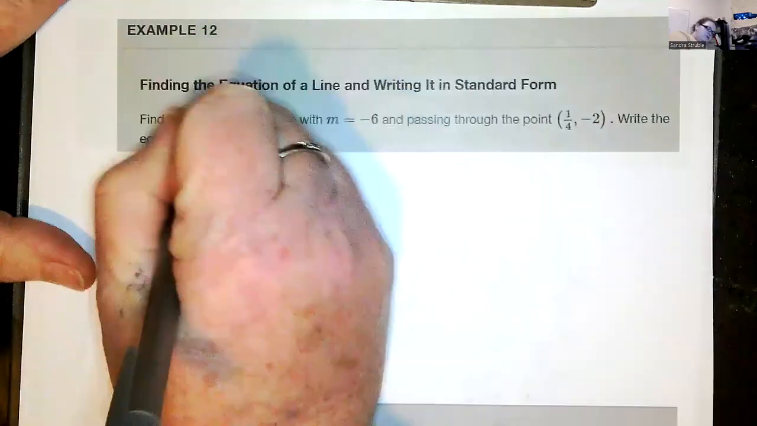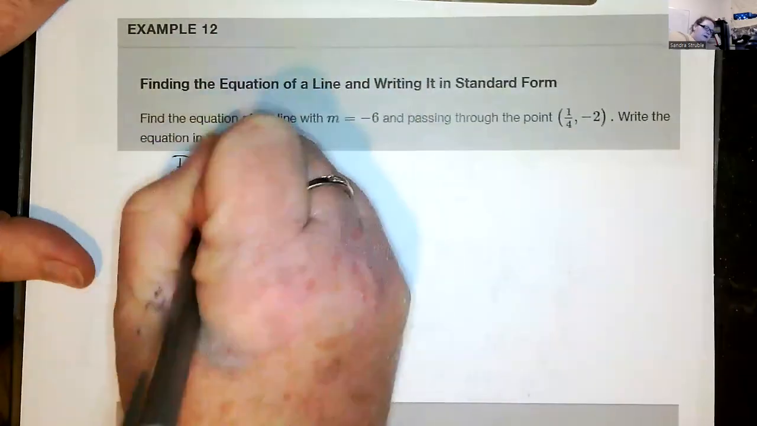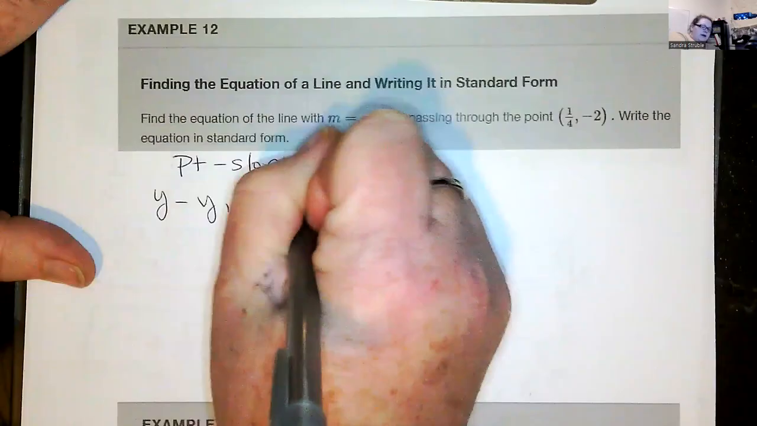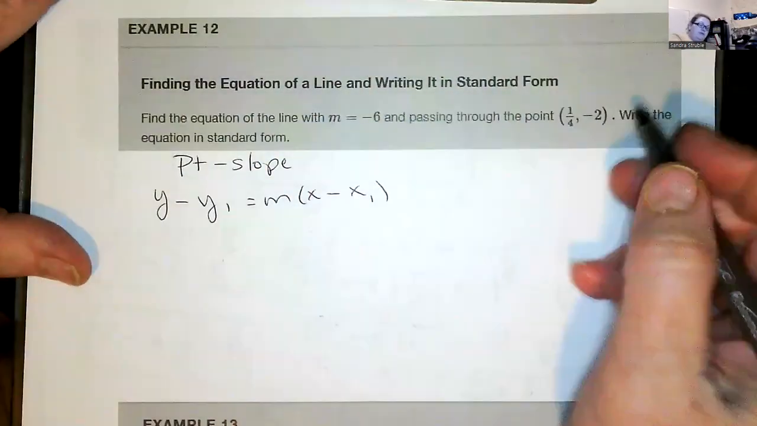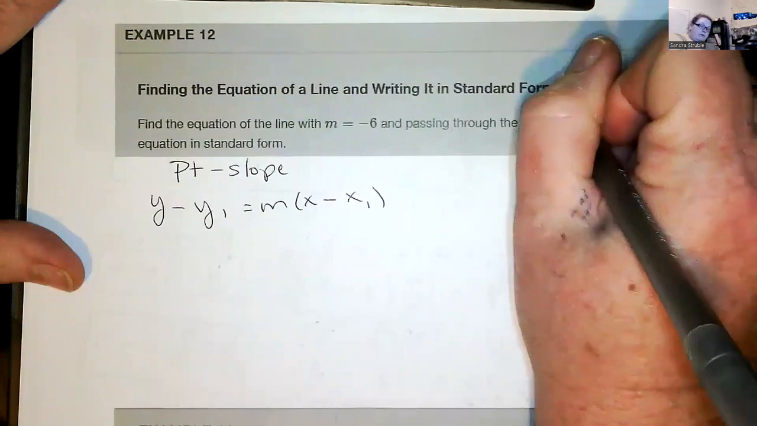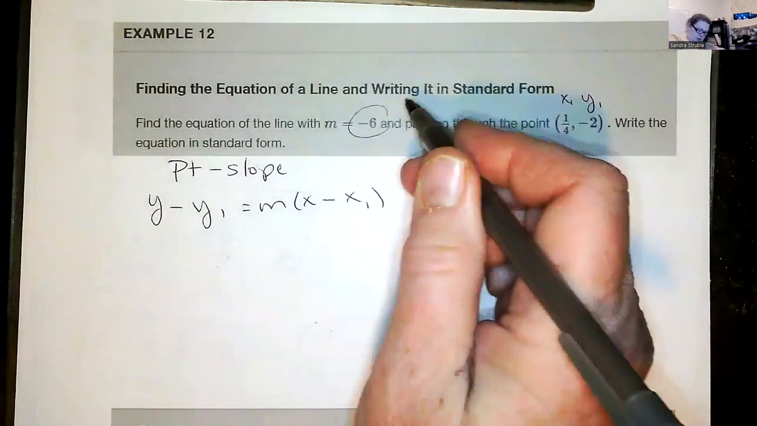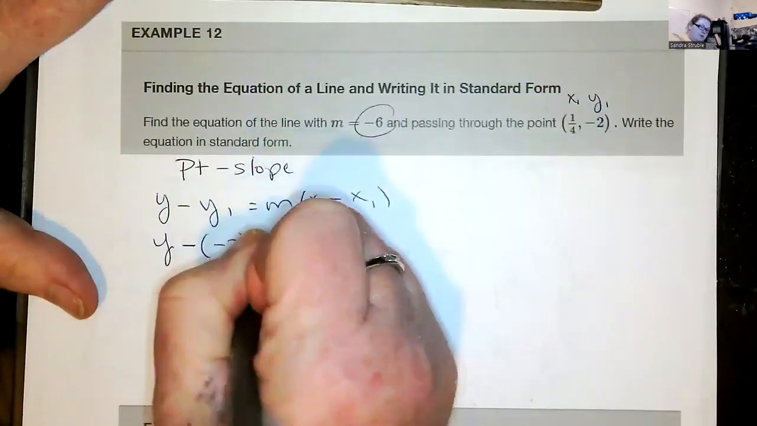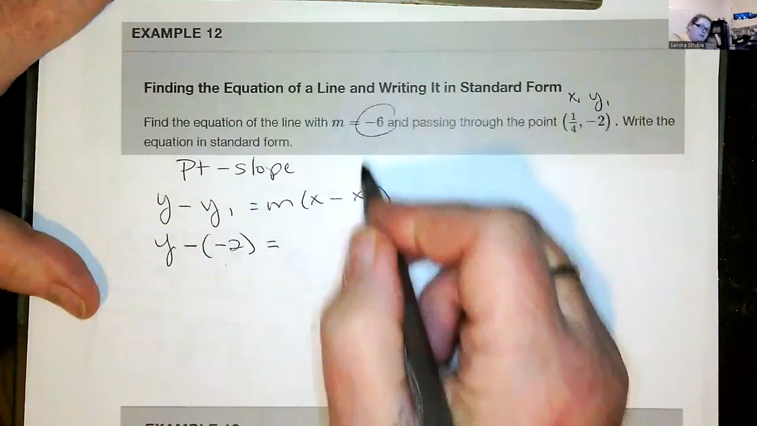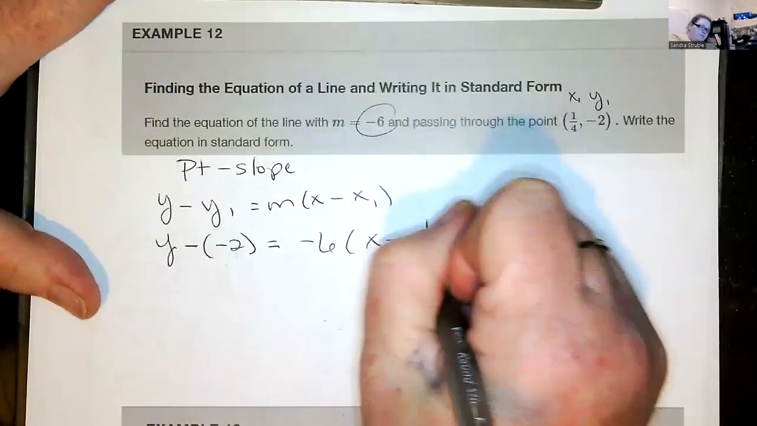So the point slope formula is y minus y sub 1 equals m times x minus x sub 1. I'm going to use the point they give us as x1, y1. We've got our slope right here of negative 6. So y minus negative 2 is equal to, the m is negative 6, x minus 1/4.